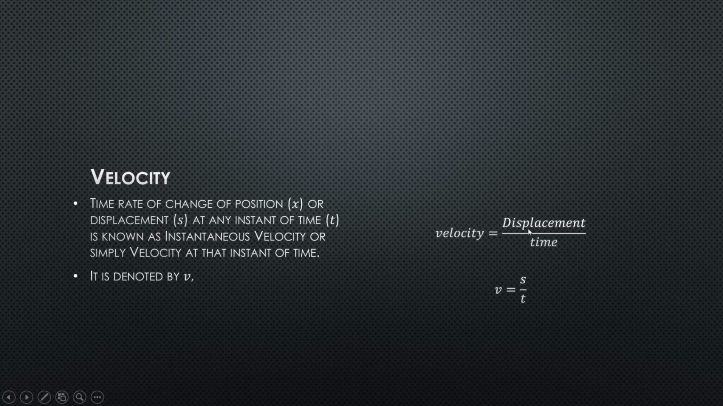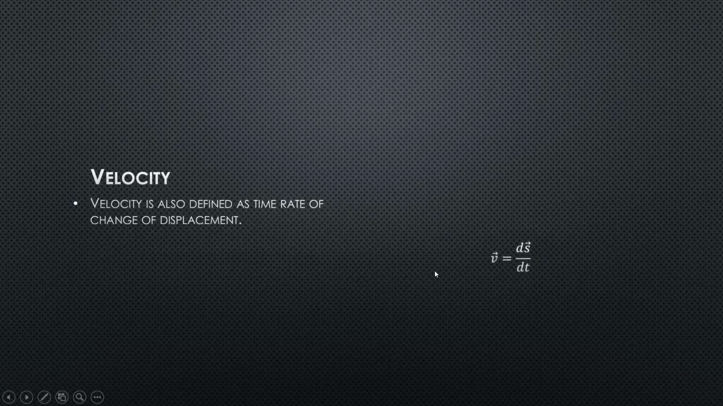So displacement again is the shortest distance traveled, okay? And in mathematical equation, v is equivalent to s all over t. s denotes displacement, t time, and small letter v denotes velocity. So velocity is also defined as the time rate of change of displacement, that is the change of displacement all over time.